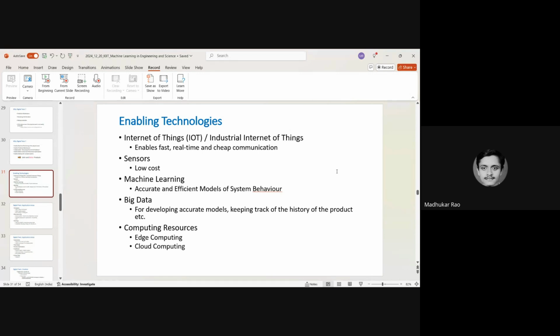And people have started collecting a lot of data. You have big data for developing accurate models, keeping track of the history of the product, and so on. And you have both powerful computing resources on the cloud as well as on the edge. Edge computing typically refers to Industry 4.0, or IoT, Industrial Internet of Things.